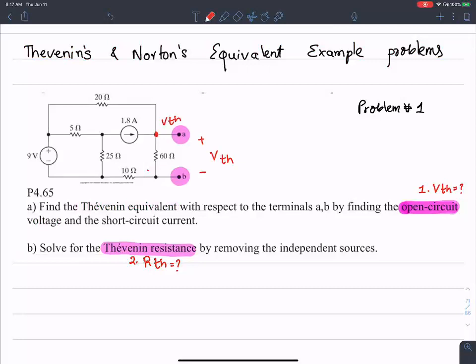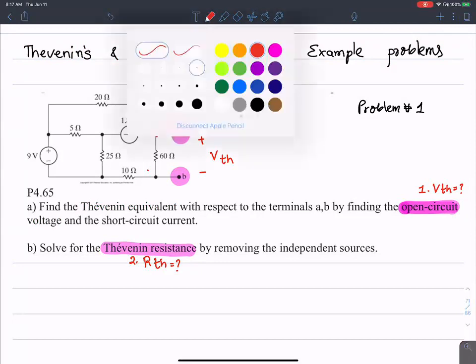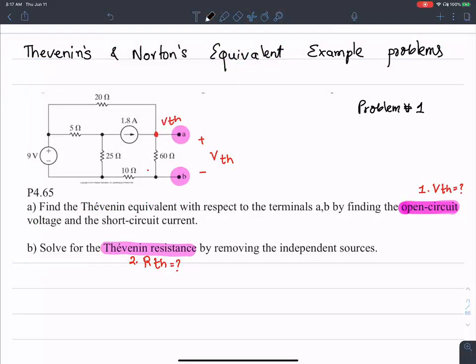I'm interested in calculating the open circuit voltage when the terminals A and B are open circuited. If I were calculating the Norton equivalent, I would short these two and look at the current flowing in here. Norton current. Here I'm interested in calculating the Thevenin voltage.